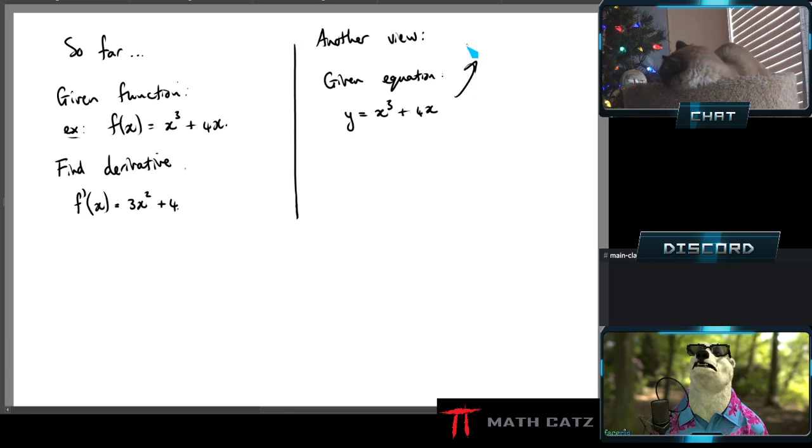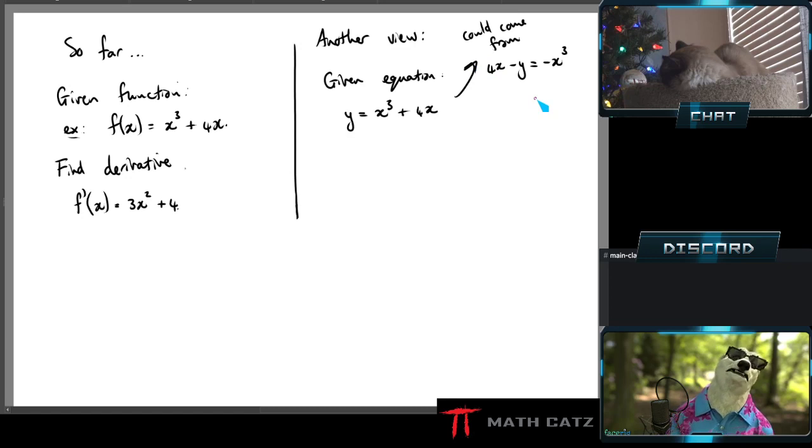I could shuffle this, right? This could come from something that's a little bit more complicated, I guess. I could say 4x minus y equals negative x cubed. That's the same equation, right? It's just shuffled around a little bit to make it look scary. It's the same thing. And by solving for y, it just looks a little nicer, and I can then identify it as a function. But it doesn't have to be.